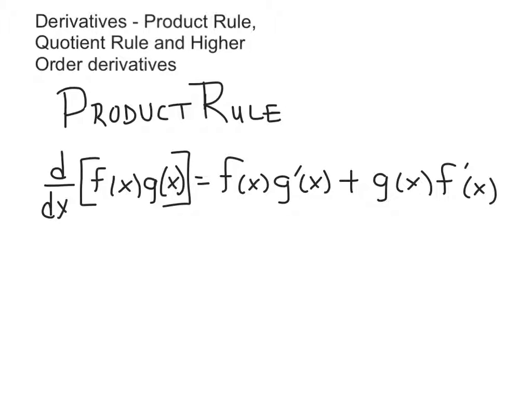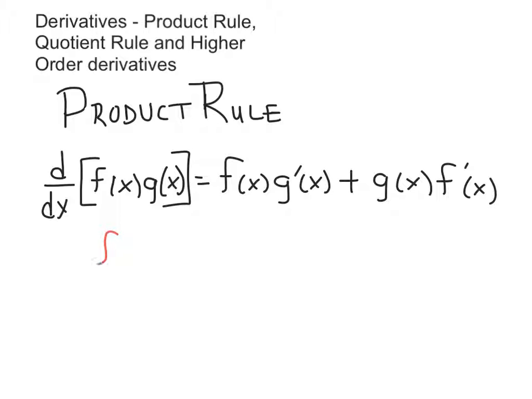So the product rule says that if you are taking the derivative of a product of functions, this is the rule that you would follow: f of x times the derivative of g of x plus g of x times the derivative of f of x. In the book it actually had it written this way. It might be a little bit easier.